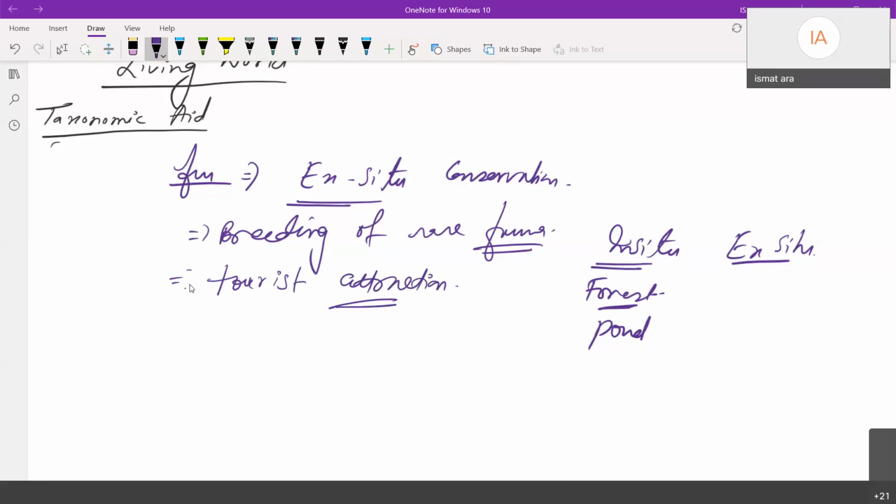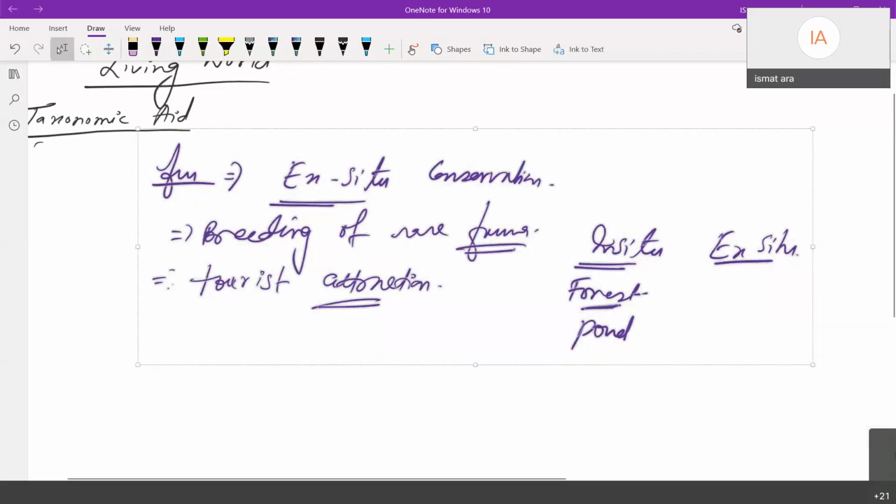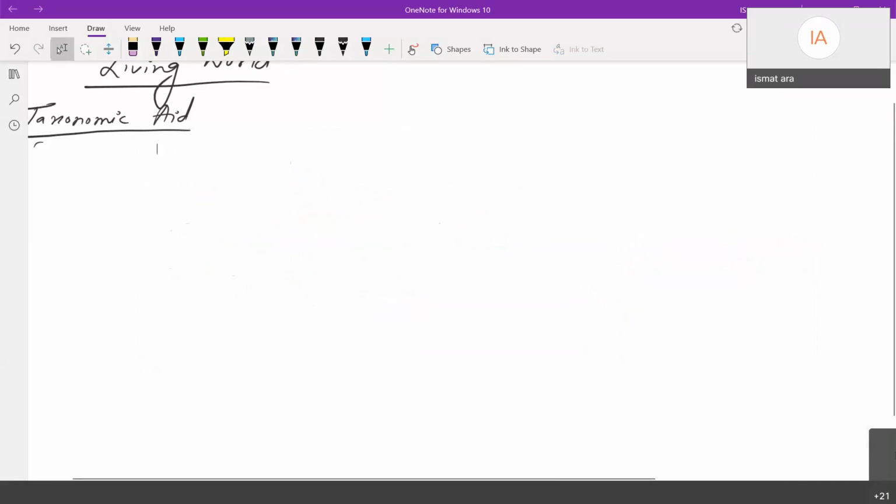So with this we have completed our taxonomic aids. Last part of living world, that is taxonomic keys. Okay. Last part.